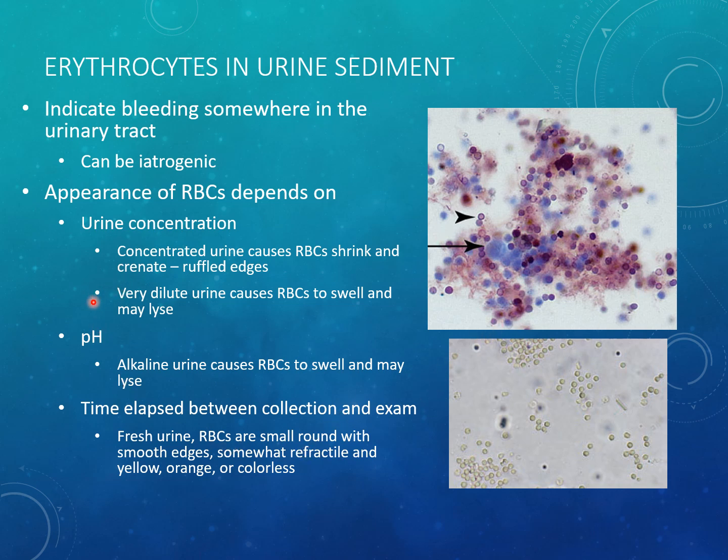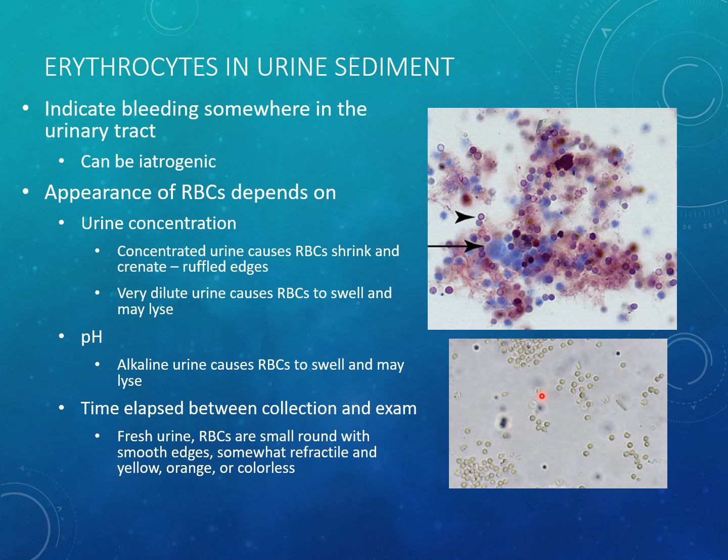Concentrated urine causes red blood cells to shrink and crenate. So kind of like we saw in that other slide, they have these ruffled edges. So if the urine's really concentrated or if it's really dilute, the red blood cells may look different. If it's concentrated, they may shrink and crenate. If it's dilute, it causes red blood cells to swell and lyse or break open. If the urine is very basic or alkaline, the urine may also cause the red blood cells to swell and lyse.